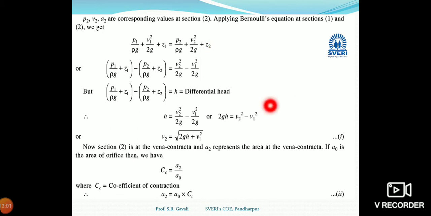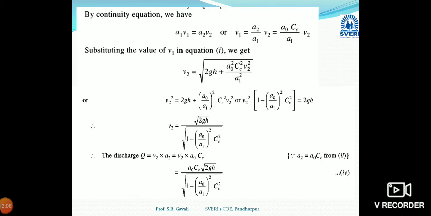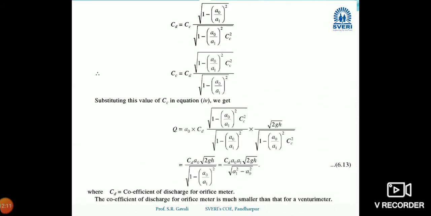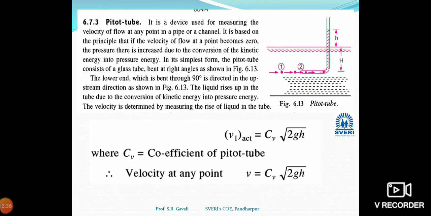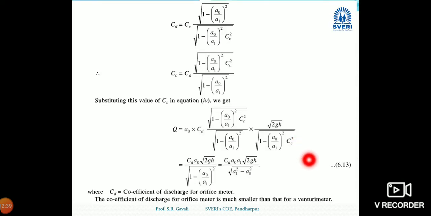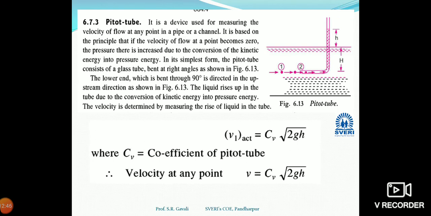If we go for a similar derivation like that of the Venturi meter, we will finally get the same formula. The theoretical discharge for the orifice meter is given by CD A1 AO divided by square root of A1 square minus AO square, into square root of 2GH. Here CD is the coefficient of discharge of the orifice meter, and the value is always less than 1. As losses are more for the orifice meter, the CD value is nearly equal to 0.6, and it is less accurate than the Venturi meter.